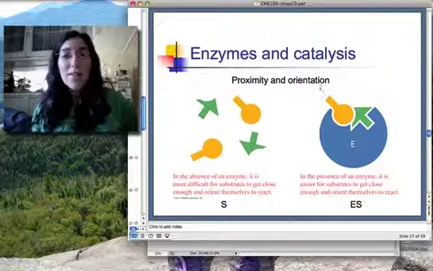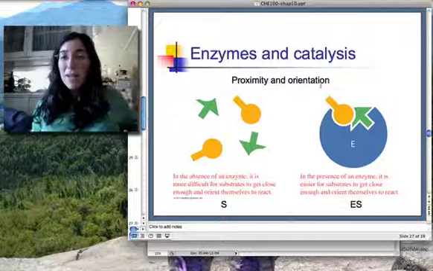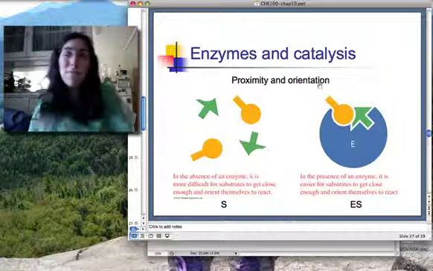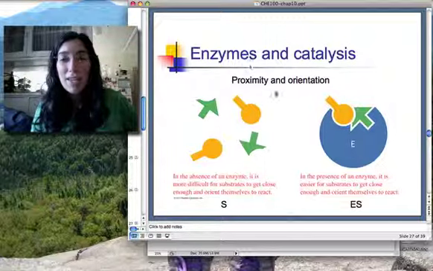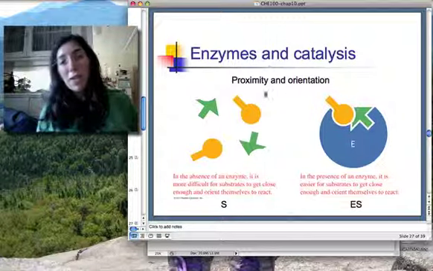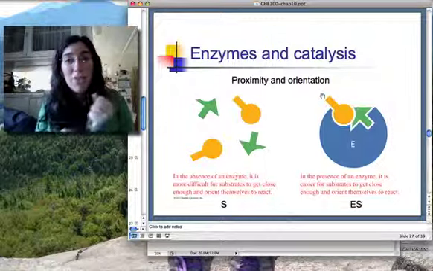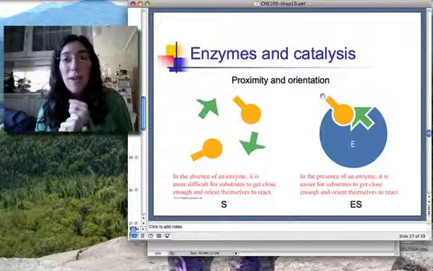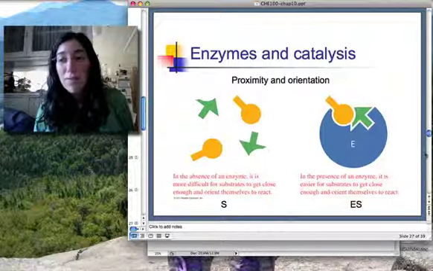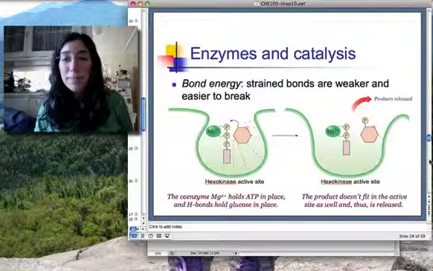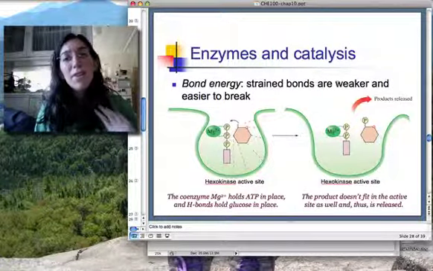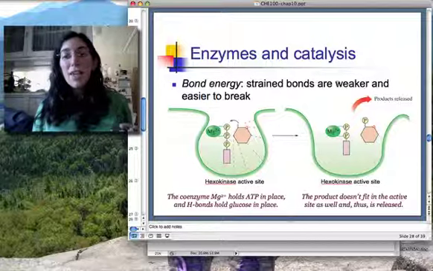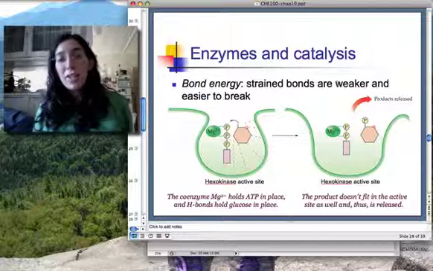So that's how enzymes speed up or reduce the activation energy, because they optimize the proximity and orientation of two molecules so that the chemical reaction can actually form, which increases the odds. The other thing that enzymes do is they can change what's called the bond energy.